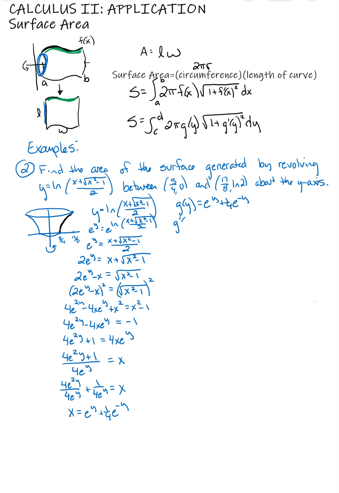G prime. The derivative of e^y is simply e^y. The derivative of (1/4)e^(−y), there is a slight substitution in there. You end up with −(1/4)e^(−y). Make sure you understand why it is. Don't just memorize this. Make sure you understand where that comes from. It is a simple u substitution. Make sure you recognize how that substitution works. Then, of course, we need to square this.